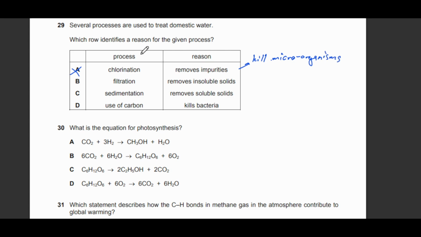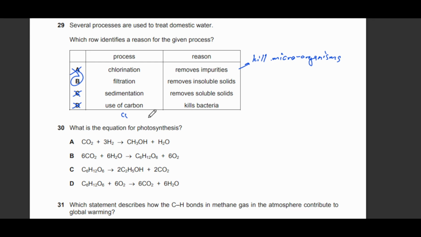Okay. Filtration removes insoluble solids. This is the answer, right? When you filter something, you want to remove the solid stuff that cannot be dissolved. Okay. Sedimentation also does the same thing as filtration. It sort of separates the liquid from the solid, so therefore C is wrong. Use of carbon to kill bacteria. This is chlorine's job. Okay, so therefore answer is B.